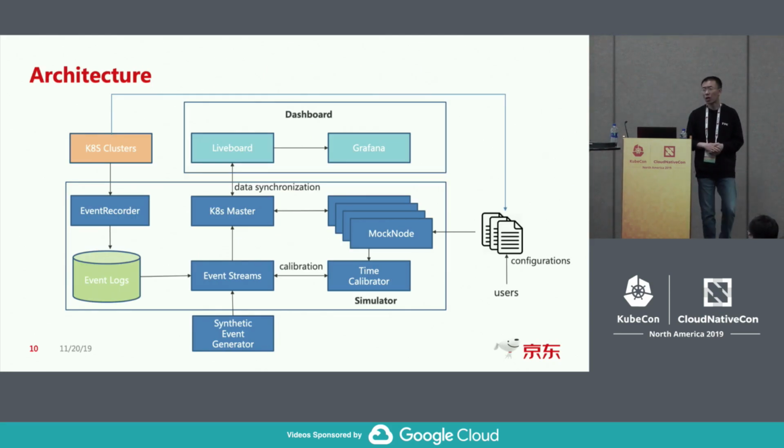So this is the architecture. As you can see, we have our real cluster running. There are two things we collect from our real cluster. The first is all the interesting events. We collect them and save them in a database, in our case InfluxDB. The second one is all the configuration and related information, and this will be used to populate and create our simulated Kubernetes configuration.